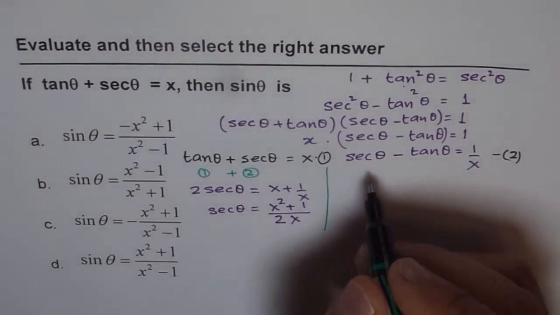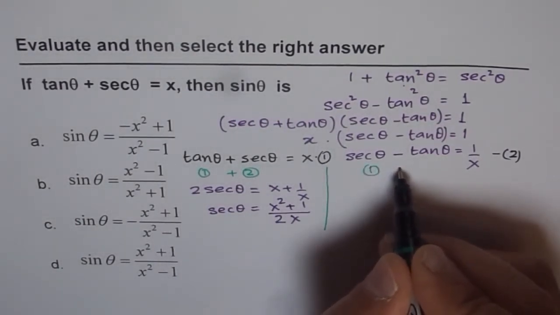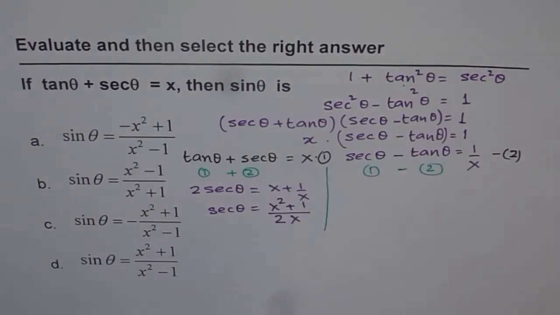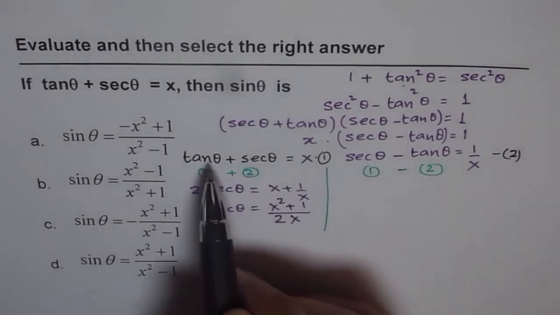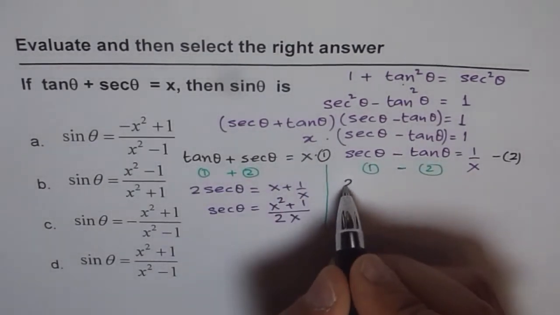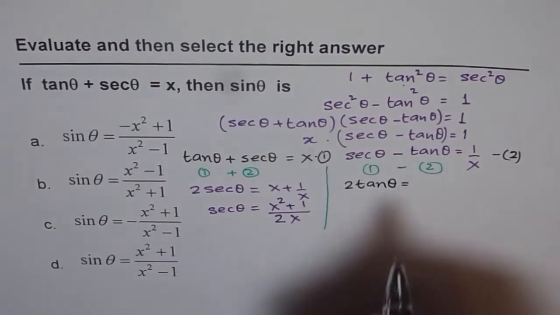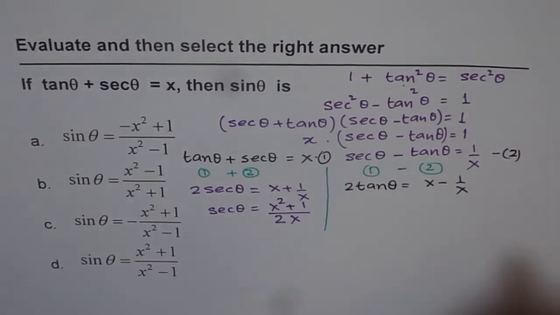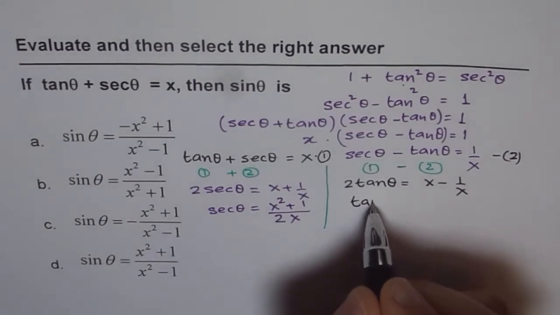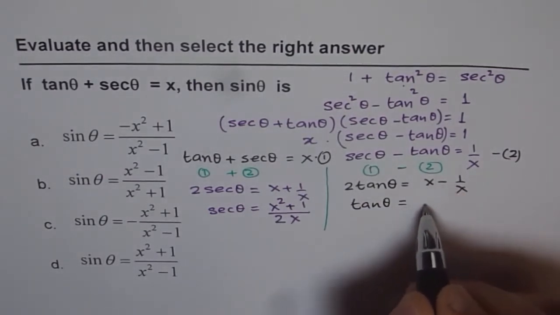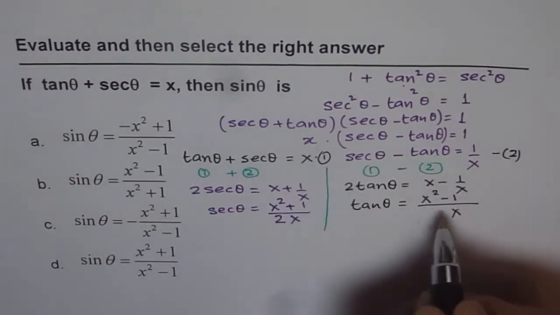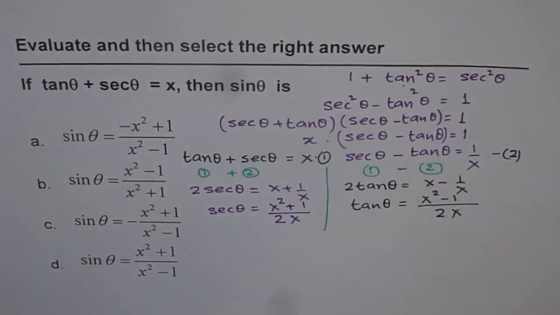Now if we subtract, then what do we get? That is 1 minus 2. This is equation 1, this is equation 2. So if we subtract, what do we get? We get tan theta plus tan theta, which is 2 tan theta, right? And x minus 1 over x, that is what we get. Now we can find tan theta from here, and that is tan theta equals, with common denominator of x, x squared minus 1 divided by 2. So we get tan theta equals x squared minus 1 divided by 2x.